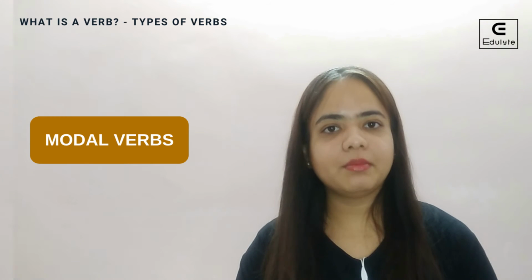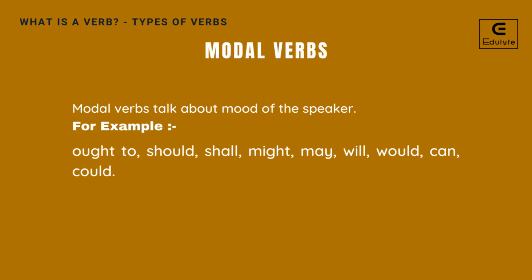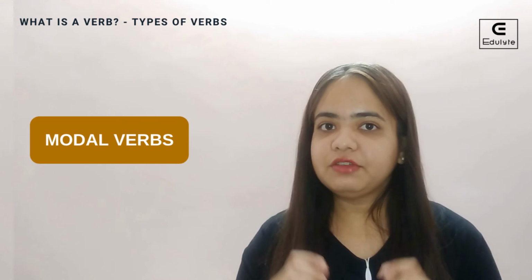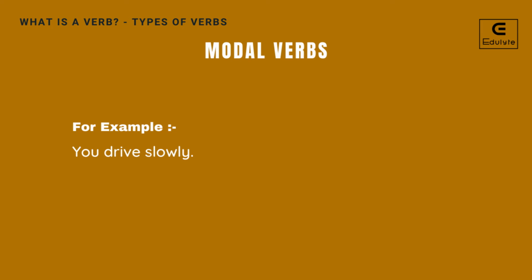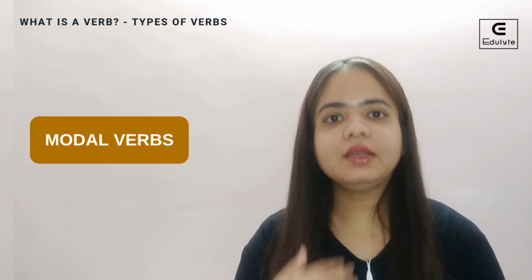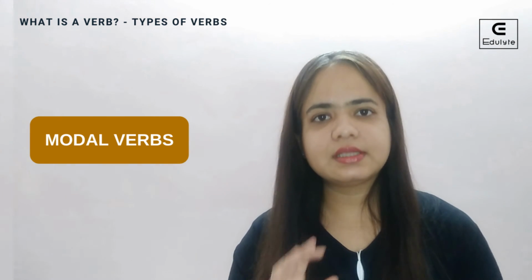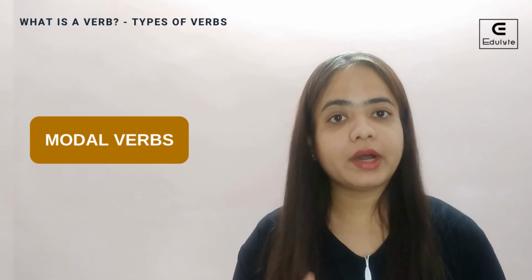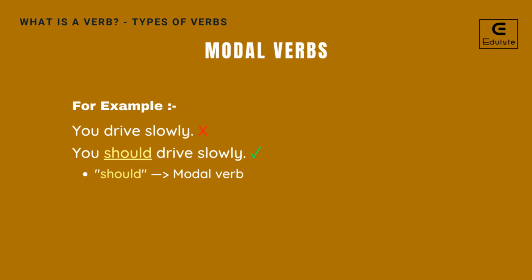You might have heard about modal verbs that talk about the mood of the speaker: ought to, should, shall, might, may, will, would, can, could. I am sure you are able to recall what modal verbs are. So, if I frame a sentence like this, "You drive slowly," it's not giving me the complete meaning which I am referring to. So, I need to put some modal verb here. "You should drive slowly." So this is telling me that I am giving advice or a suggestion to somebody by using should.